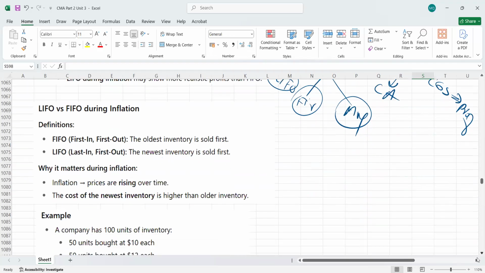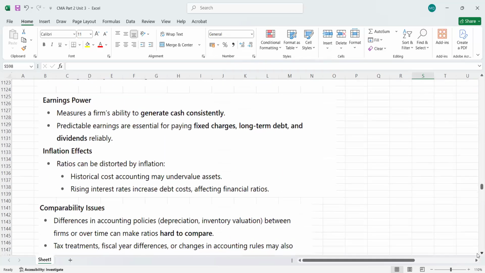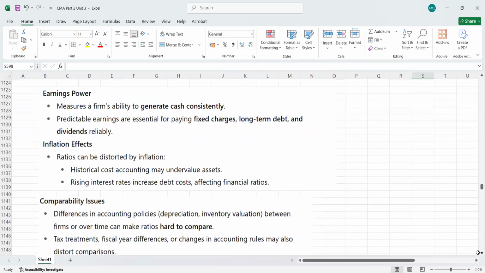Then the next point we got here is LIFO, FIFO, which I have already told you. Then we got earning power. Earning power will also affect the ratios. For example, earning power measures the firm's ability to generate cash consistently.